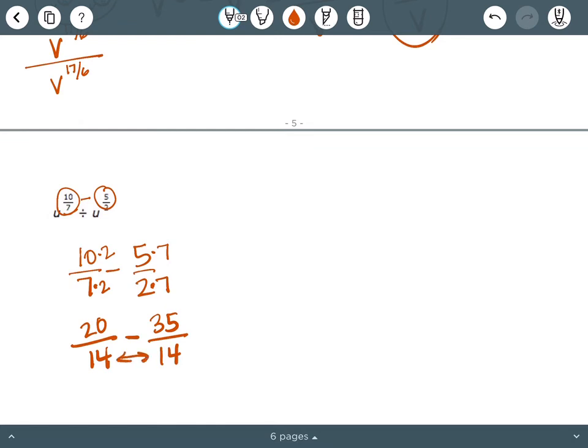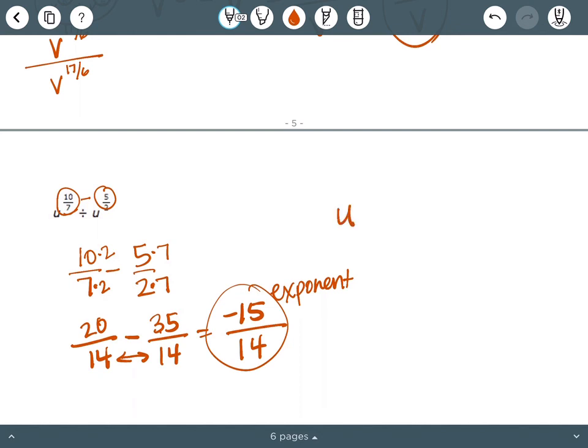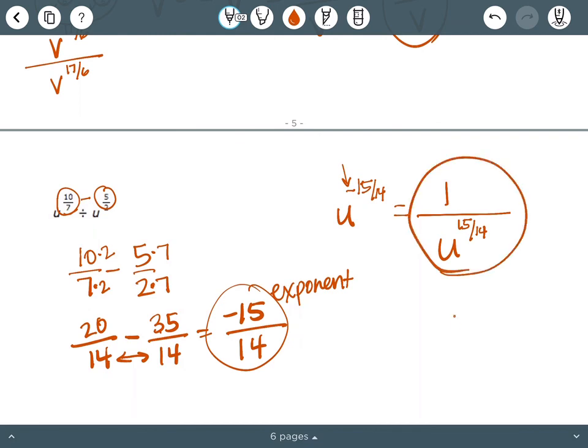I did that so they'd have the same denominator, so I know my answer is going to have the denominator 14. 20 minus 35 is negative 15. I know that is my exponent. It's not my final answer, it's my exponent. So I'm going to have u to the power of negative 15 over 14. I don't want to have that pesky negative there, so I'm going to make a fraction, u on the bottom, with 15 over 14. Check to make sure 15 and 14 don't simplify. They do not. So I know that this is my answer.